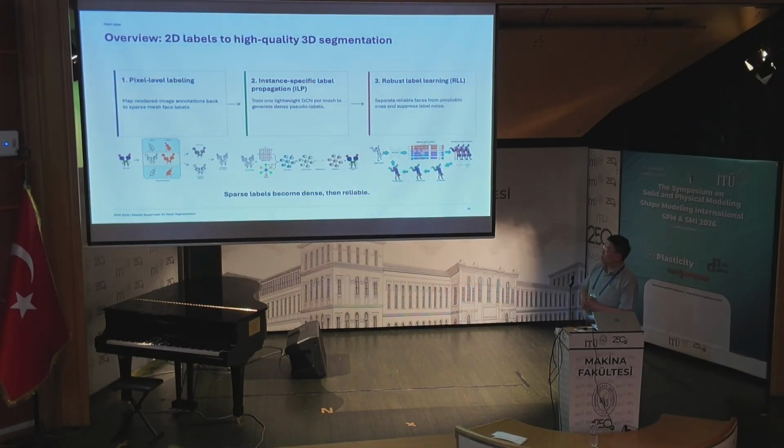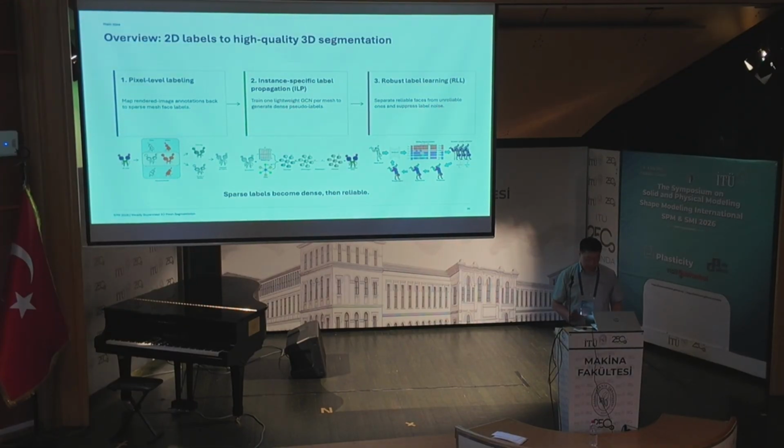Here you see an overview of the whole procedure. Basically, it's performed in three different phases or steps. The first step is about the 2D labeling. Basically, from some selected views, we sketch the main areas we want. And after that, in the second phase, we call it instance specific label propagation.